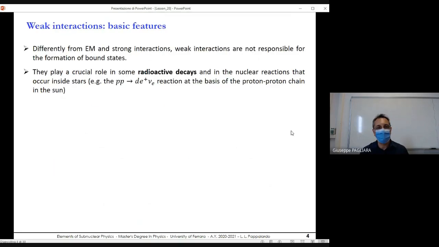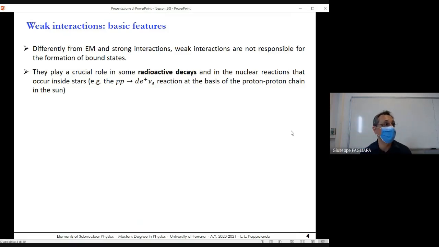Now, having said that, let me go back to the weak interactions and show you some very basic features that you most likely already know. Then we will go into detail, of course, in the next lessons. First of all, differently from the electromagnetic and the strong interactions, the weak interactions are not responsible for the formation of bound states. The strong interaction makes the proton, the nucleons, hadrons in general. Electromagnetic interaction binds the electrons to the nucleus in atoms. Weak interactions do not create any bound states.